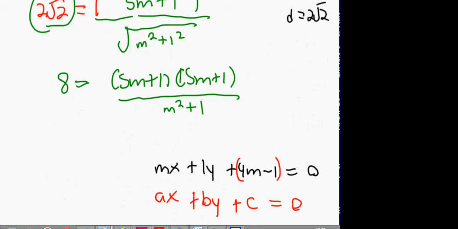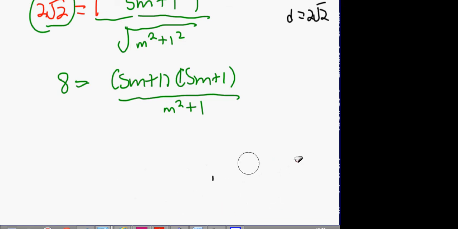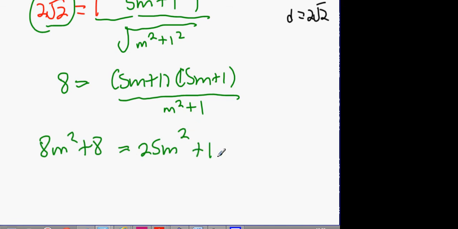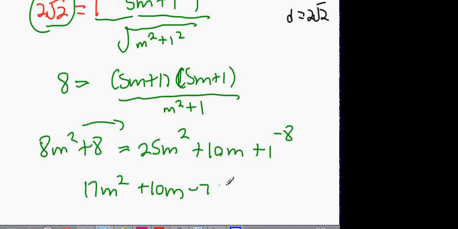Then we're going to cross multiply, and we're going to get a quadratic equation. So what's going to happen here is I'm going to get 8m squared plus 8. I'm going to get 25m squared plus 10m plus 1. That's not 15, that's 5 by the way, okay? Bring it over one side, I'm going to get 17m squared. That's 25m squared minus 8m squared. Going to leave the 10m where it is. And then it's going to be 8 minus 1 minus 8, which is minus 7 equals 0.